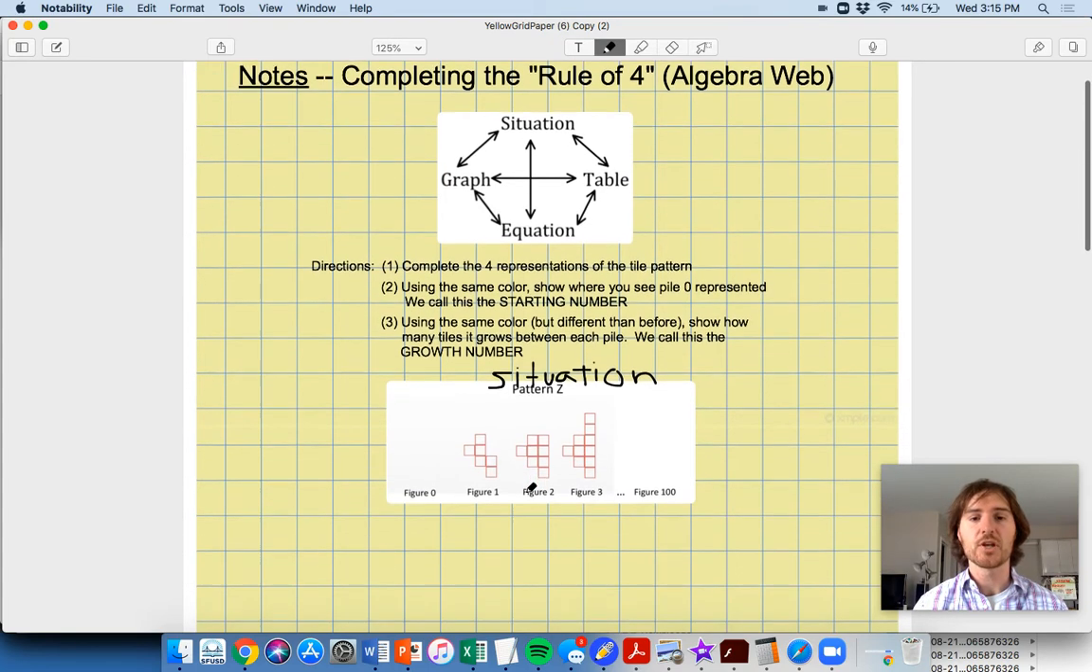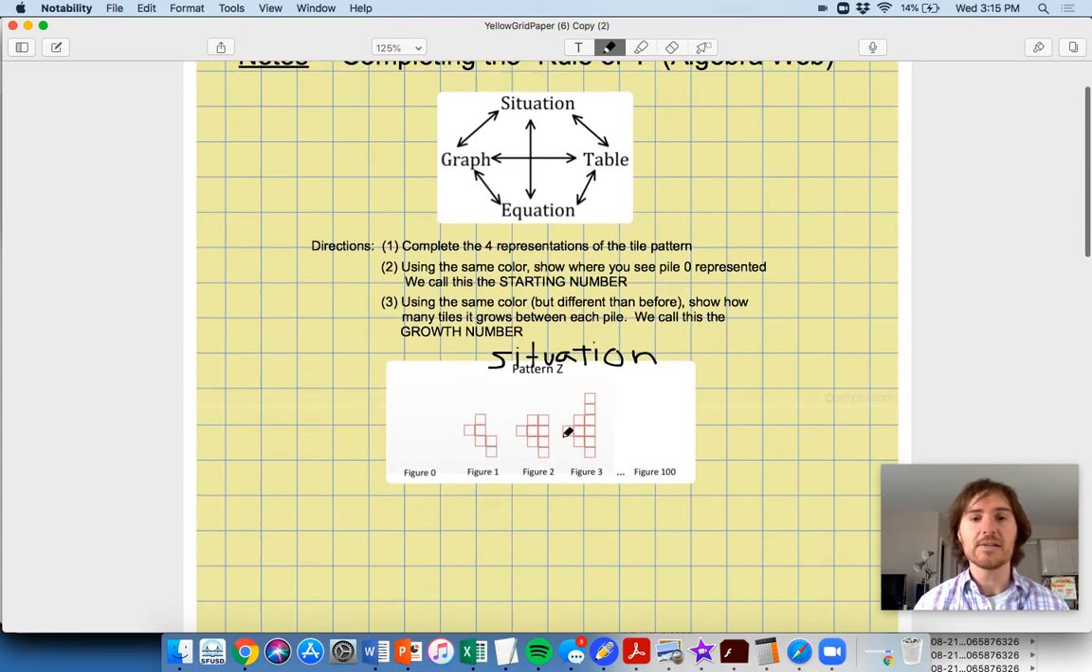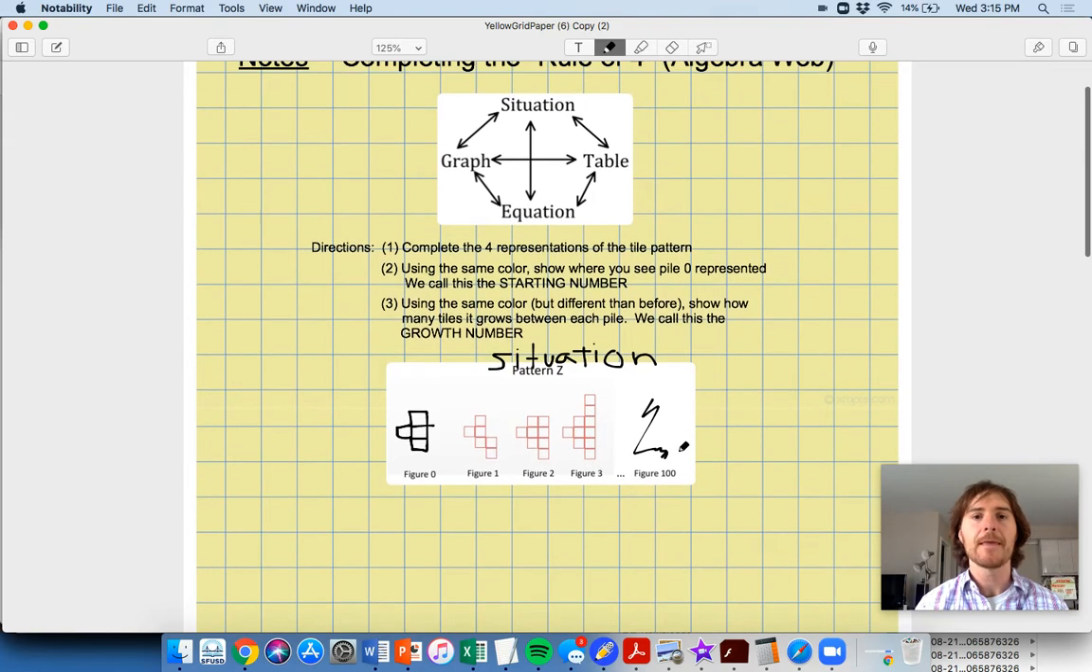Okay, so here's our situation. We've already done tile patterns like these. So this was the one where we were adding 2 over here, right? Remember, it was adding 2 here and adding 2 here. That was in my last video. So these 2 go away. So figure 0 looks like this one and this one. And we're growing by +2 every single time. Figure 100, let's not worry about figure 100 for this particular situation, okay? So now we need to change this into a graph, an equation, and a table.